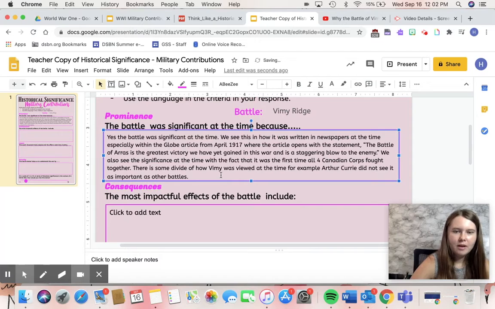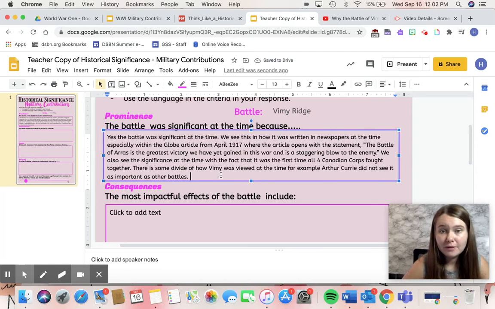Okay, so here I have a few different points of evidence to show how it was significant at the time. So we talk about how it was written in newspapers, especially in the Globe. We give a quote from the Globe. We talk about how it was the first time all Canadian corps fought together. And we say that there was some divide on how Vimy was viewed. For example, Arthur Currie did not see it as important. So we have 3 different points of evidence to prove that it had some significance at the time, although there was some divide.